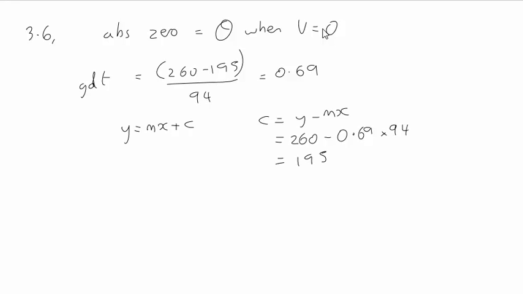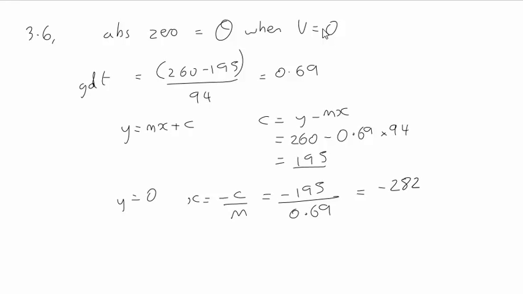Then I can find when y is equal to 0, x is equal to minus c over m, which, c I had as being 195, so it's minus 195 over my gradient of 0.69, which gives me a value of minus 282 degrees C.